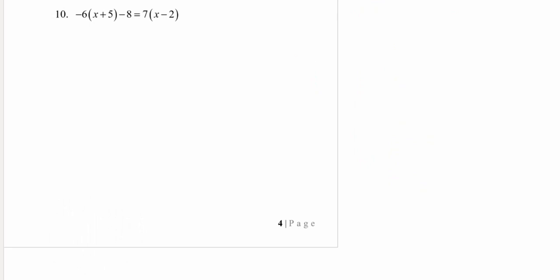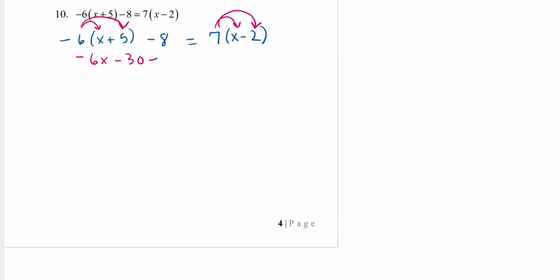Okay, in this problem, notice the difference here. We're going to have to distribute twice. So I'm just rewriting. We're going to have to distribute the -6 on the left, and we're going to have to distribute the +7 on the right-hand side. So I'm going to just go ahead and concentrate on the left-hand side first, get that simple. So -6x minus 30 minus 8. And notice here we have these two like terms. So I'm going to go ahead and finish that while I'm here.